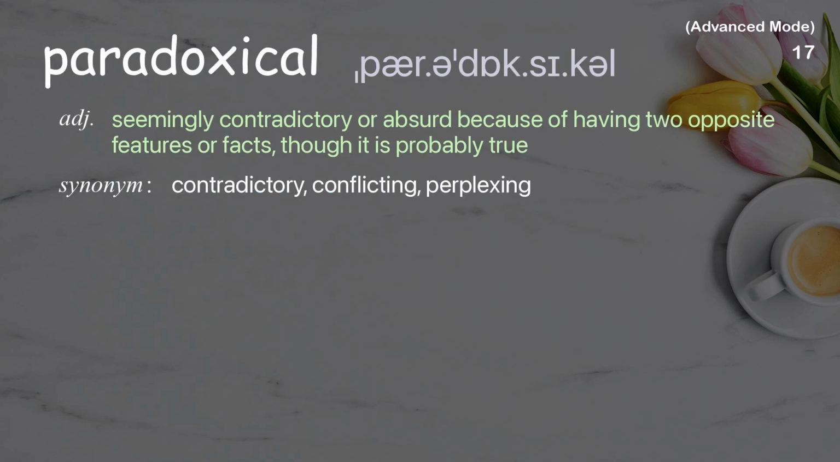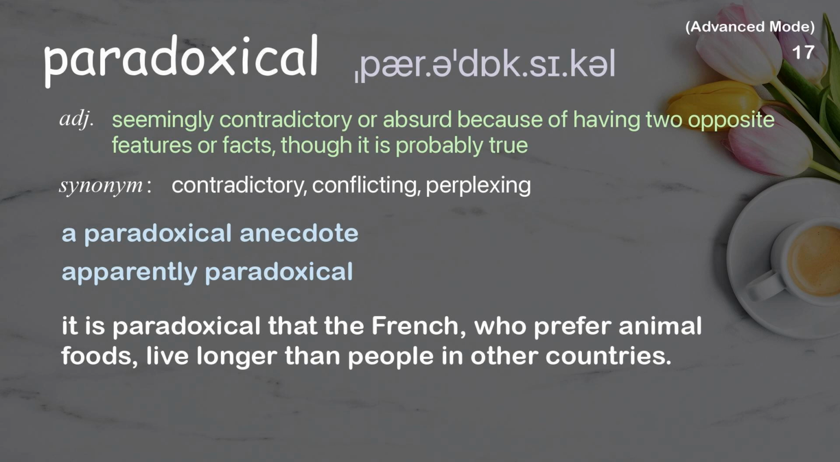Paradoxical. Seemingly contradictory or absurd because of having two opposite features or facts, though it is probably true. Examples. A paradoxical anecdote. Apparently paradoxical. It is paradoxical that the French, who prefer animal foods, live longer than people in other countries.